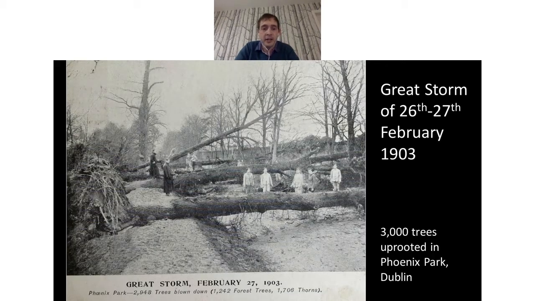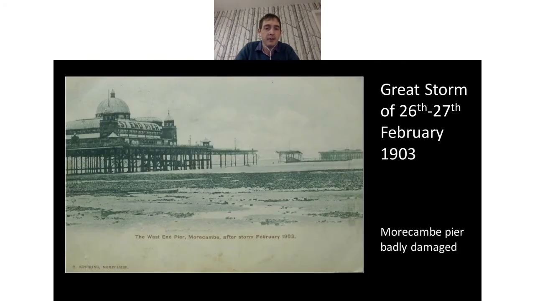And also in 1903, we're going to talk a little bit about what's called the Great Storm, or the Ulysses Storm, which occurred at the end of February in 1903. And there's an old photograph here from Phoenix Park in Dublin, where thousands of trees were blown down overnight on the morning of the 27th of February 1903. And there's some rather bemused looking people there wondering how all these trees have come down overnight. So this storm was very damaging. It wasn't just in Dublin. There's a photograph here from Morecambe in the north west of the country, where one of the piers was very badly damaged and blown down again during the same storm in February 1903.